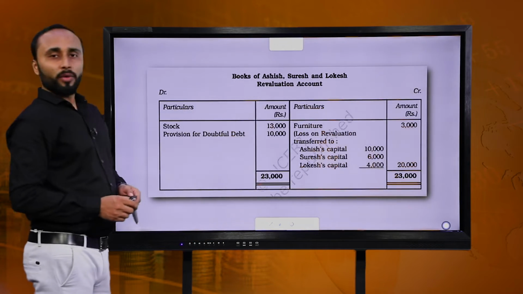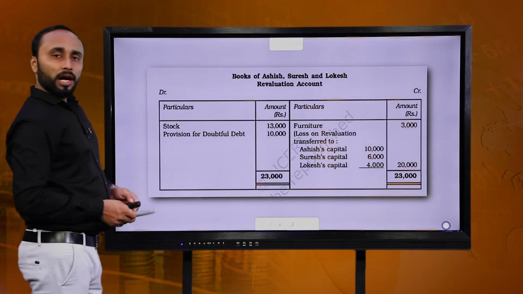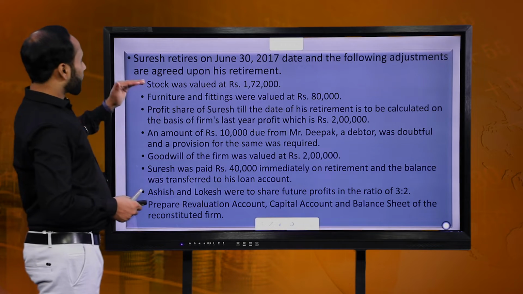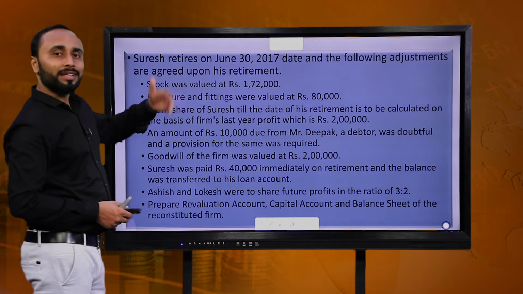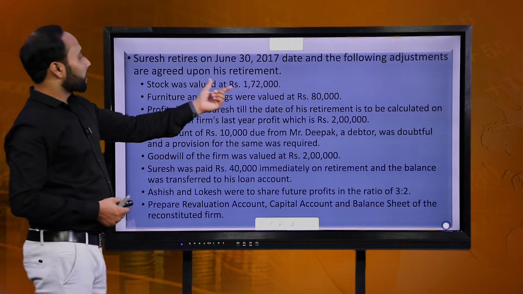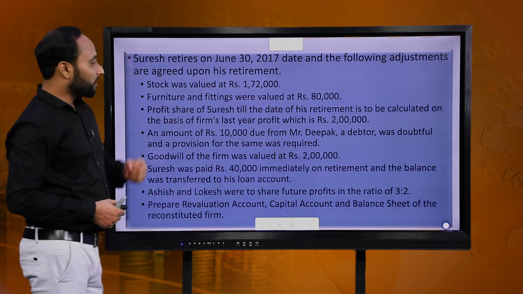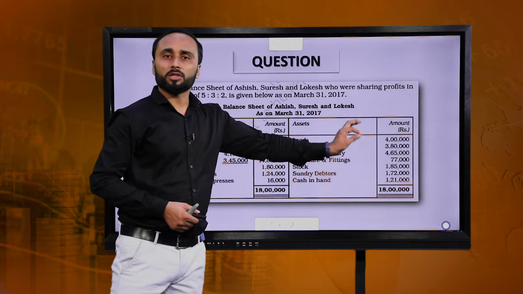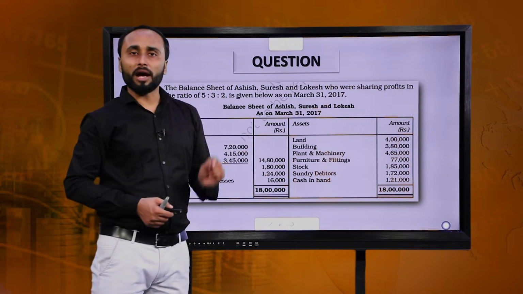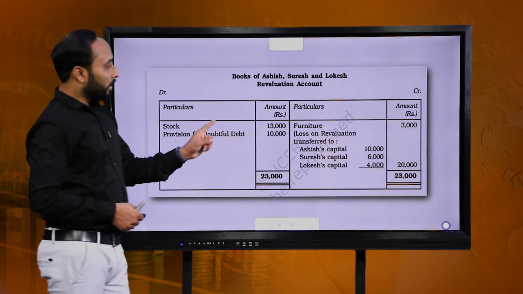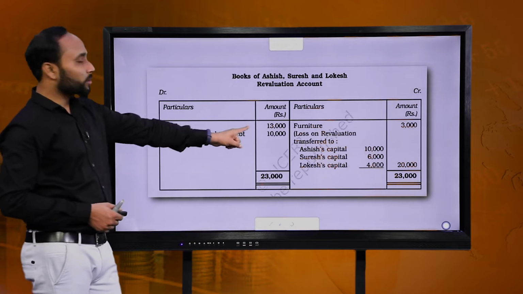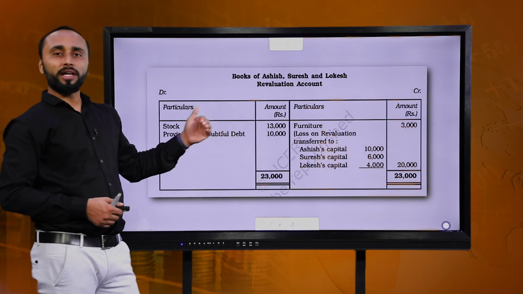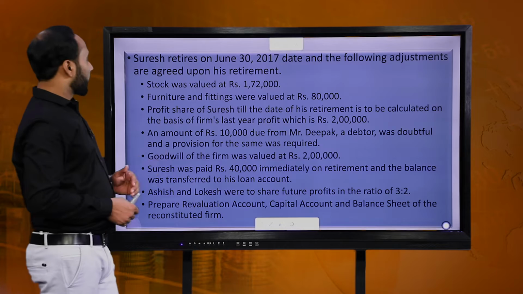Let us prepare the revaluation account first. For revaluation account, we'll look at the adjustments and see where the assets or liabilities increased or decreased. So stock has to be valued at 1,72,000. Earlier, stock was 185. It means stock's value is getting reduced by 13,000. So in the revaluation account, we have to show a stock here because its value has got reduced.